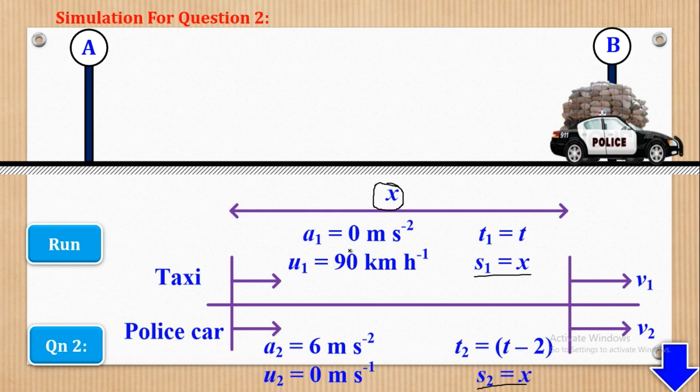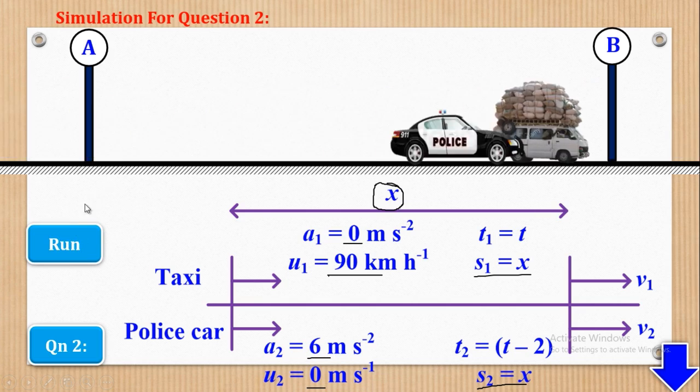Then for the taxi, acceleration was 0, but velocity was 90 kilometers per hour. Then for the police car, we are given that acceleration is 6 and velocity is initially 0. Now this t, if you look at this simulation, you realize that the police car starts after some time, when the taxi has bypassed it.